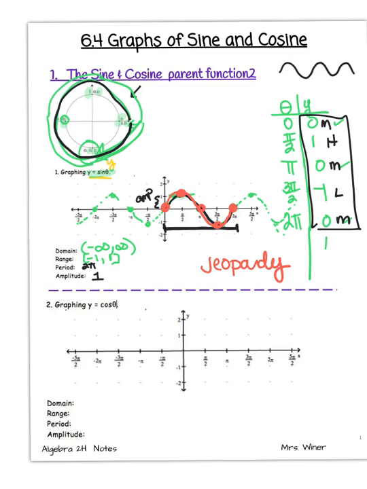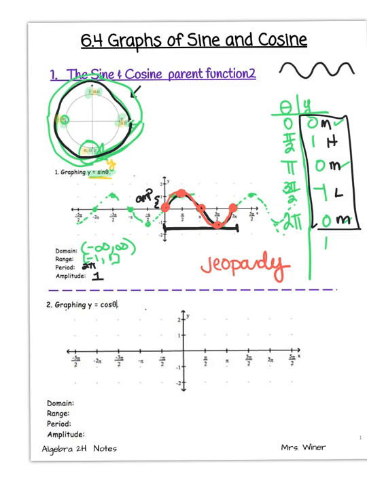Okay, so let's graph cosine. We're going to do the exact same thing, but now we're going to look at all the x values. So I'm going to go around the unit circle and look at 1, 0, -1, 0, 1.